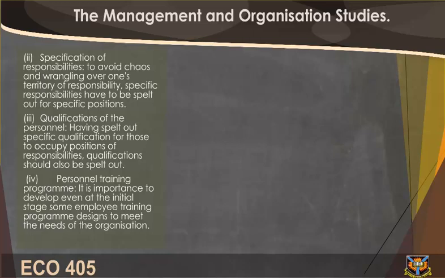3. Qualifications of the personnel. Having spelled out specific positions of responsibility, qualifications should be spelled out for those to occupy them. 4. Personnel training program. It is important to develop, even at the initial stage, some employee training program designs to meet the needs of the organization.